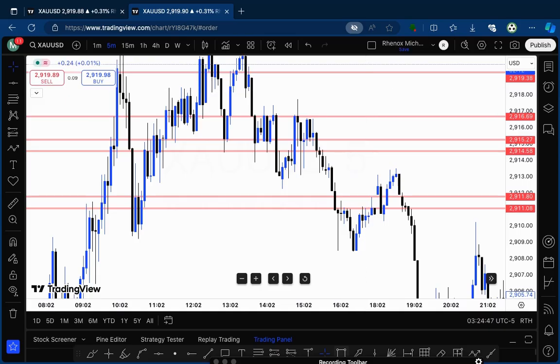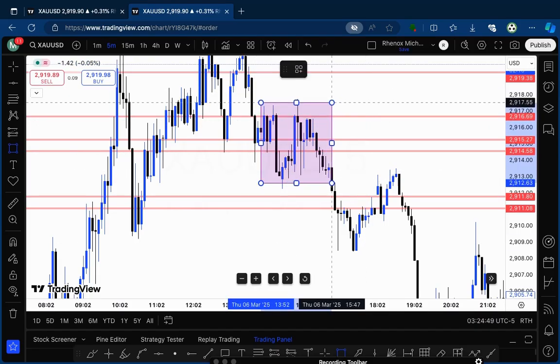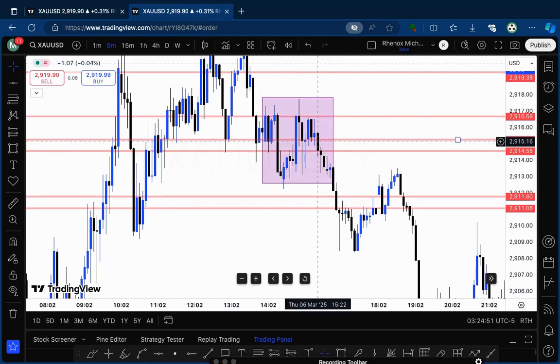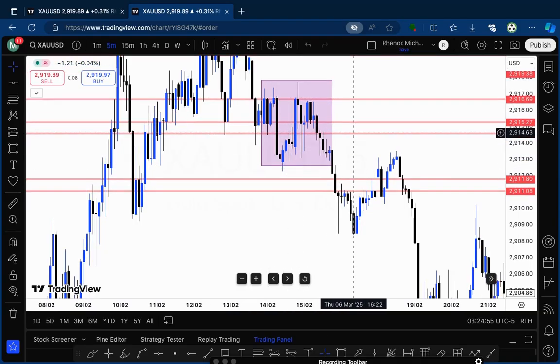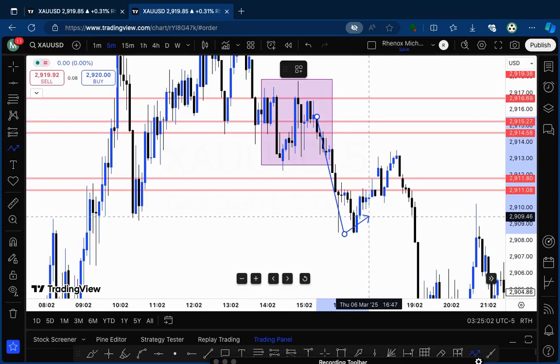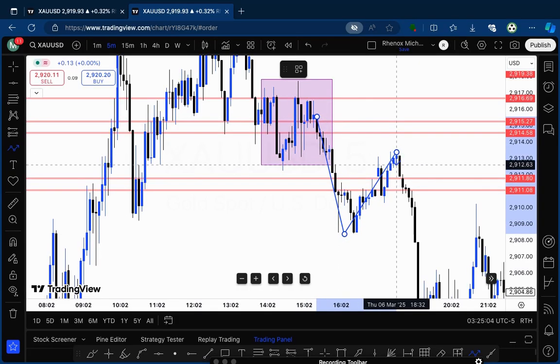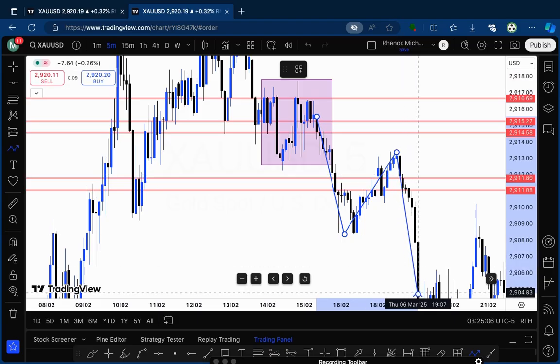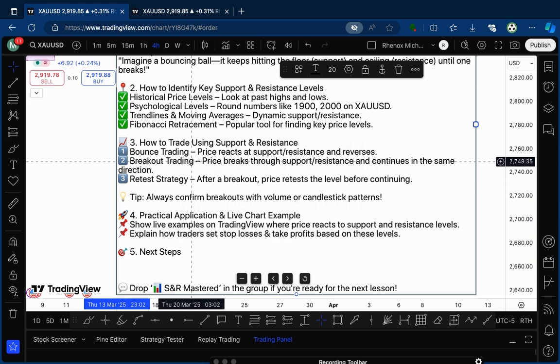Okay, now if you look well in this range here, you see that price kept dancing up and down inside this box, and then we had a forceful break to the downside. What did price do? Price came back, but it also went in the same direction like we just read. So that is our breakout trading style.